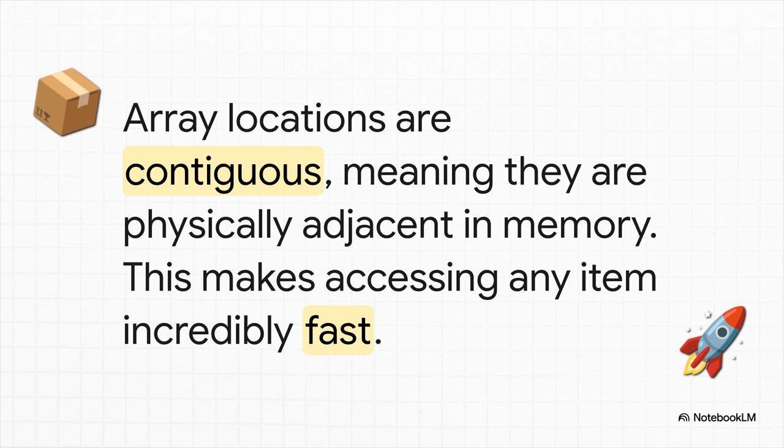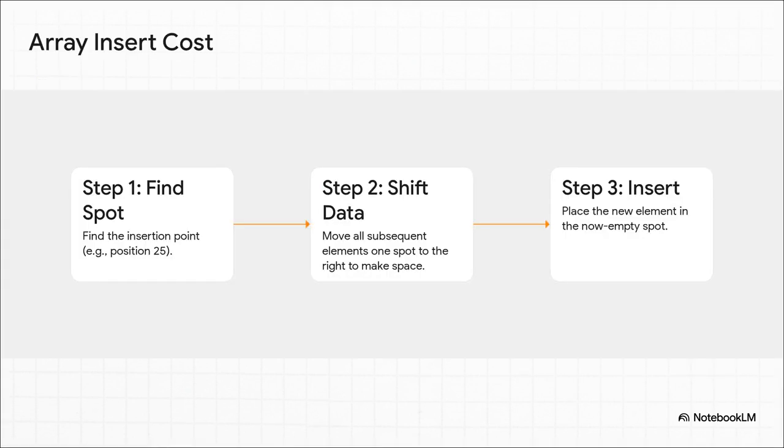And you might be thinking, well, that sounds perfect. Why would we need anything else? Well, it's not quite that simple. So here's the big catch. What happens when you need to stick a new item into an array that's already full? Let's say you want to add something at position 25. You can't just put it there. First, you have to take every single item after position 25 and painstakingly shift it one spot over to the right, just to make room. And only then can you finally place your new item.